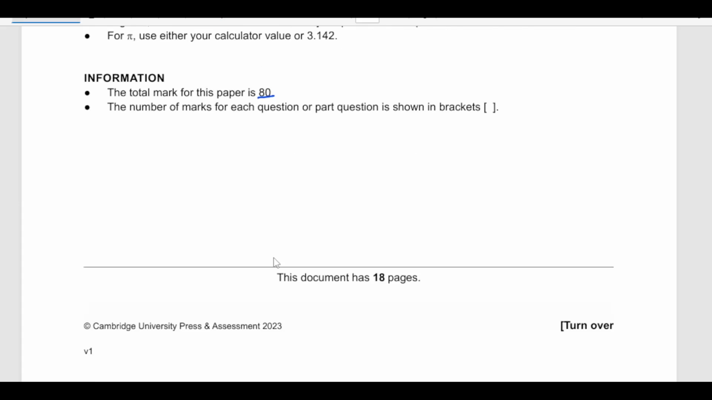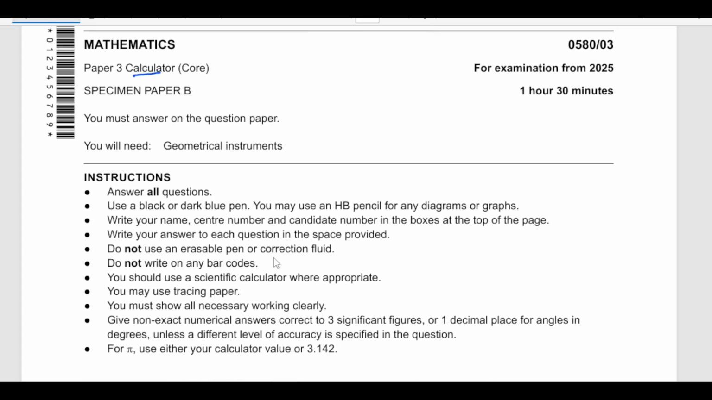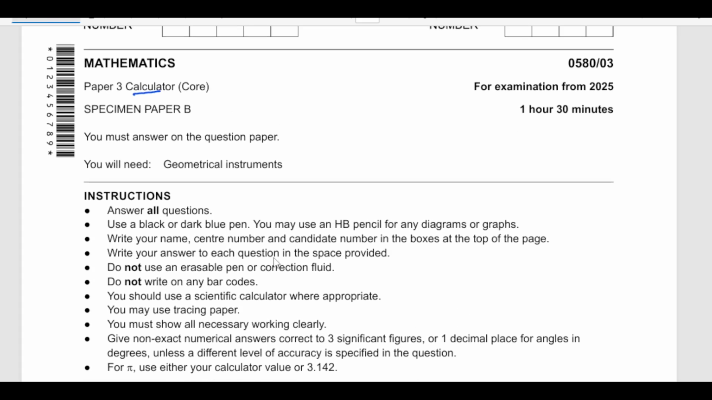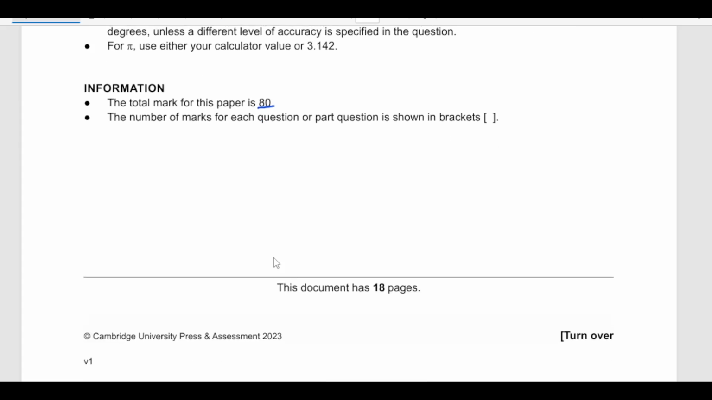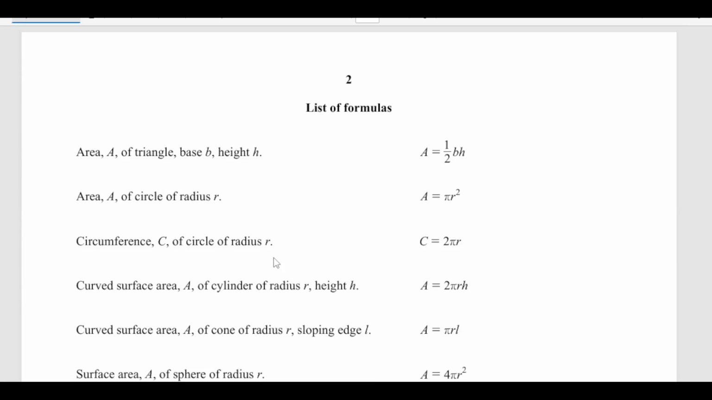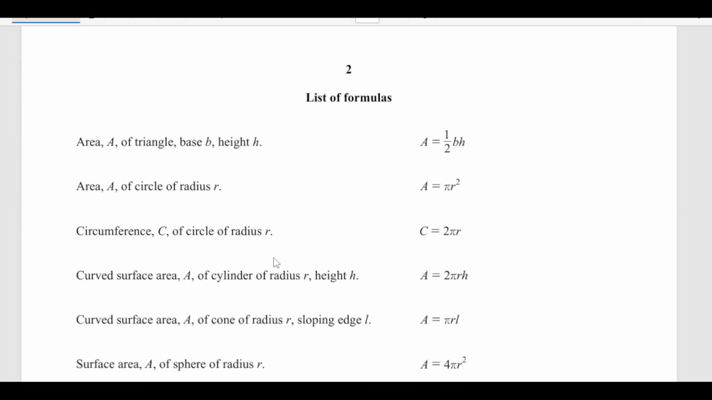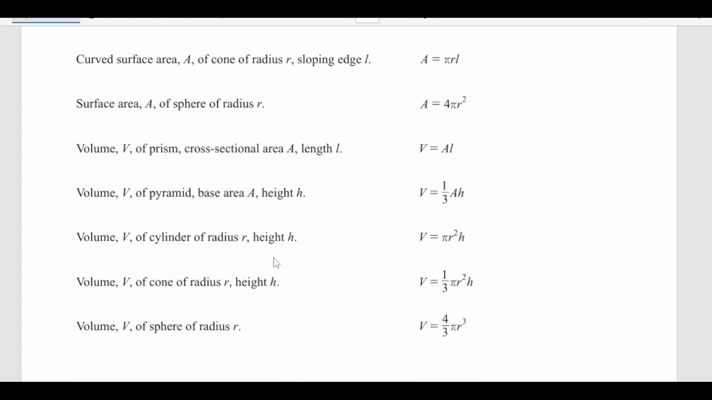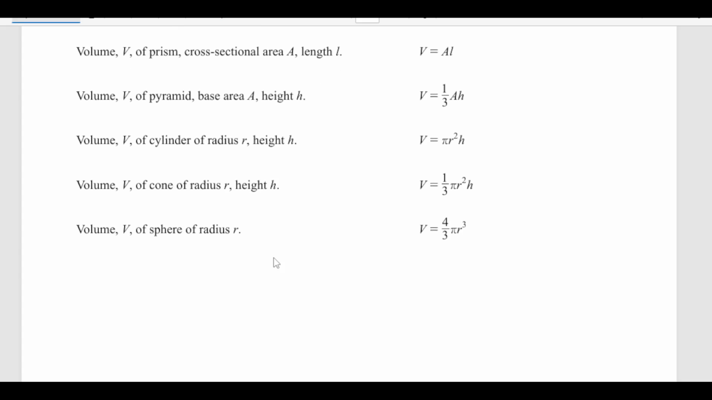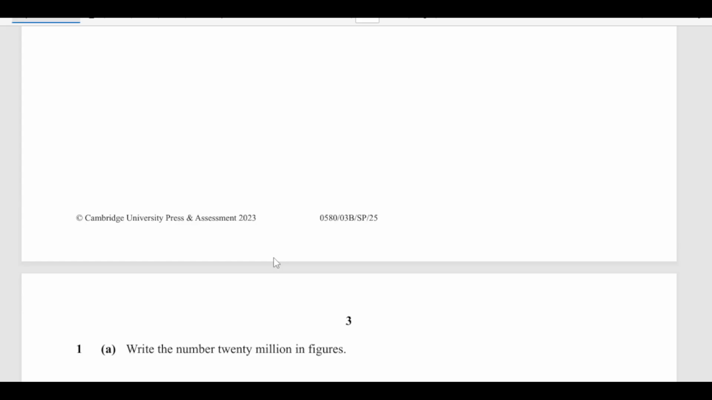So the biggest change that you can see here is the calculator and non-calculator versions of the papers, and the other one is that you will have a list of formulas here. On the first page you can see these formulas will be given to you, though they are not all of them, but still they will be helpful, right?